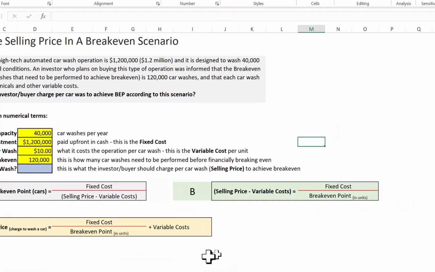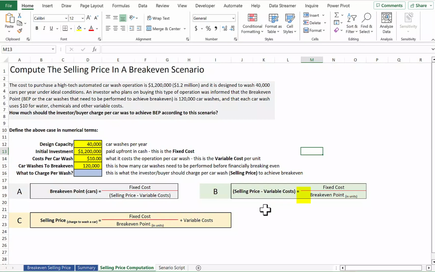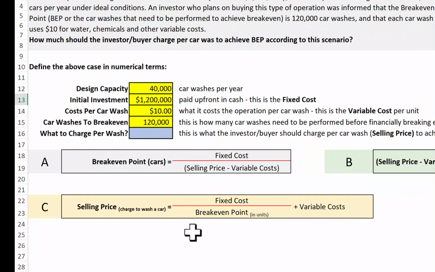This formula becomes very easy to rearrange one more time, where we keep the selling price on the left-hand side and we move the variable costs to the right-hand side. Now, you know, in algebra, if you move a negative entity from one side to the other, it changes algebraic sign. So the negative variable costs, when we move them to the right-hand side, become positive. So in formula C, you'll notice that the selling price equals the fixed cost divided by the break-even point in units plus the variable cost per unit.